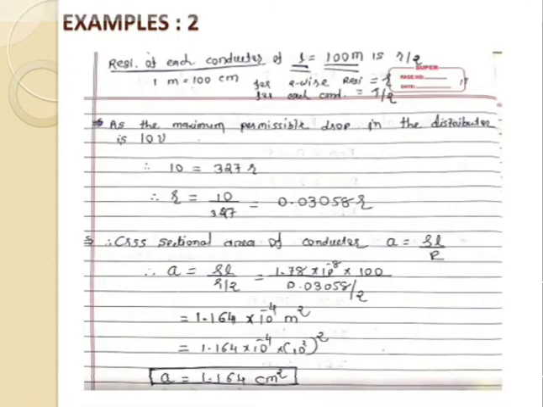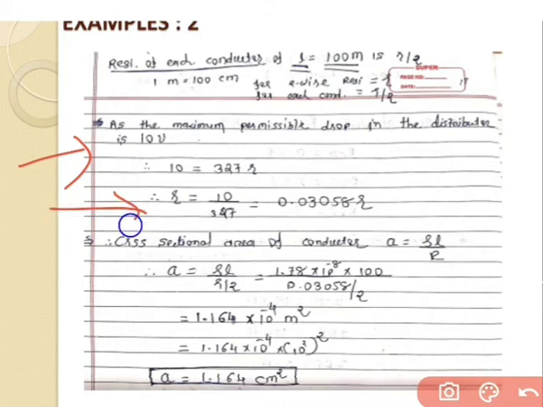Next, the maximum permissible drop in the DC distributor is 10 volt, which is given inside the problem. So 10 is equal to 327 R. If we calculate R, we get R equal to 10 by 327, that is equal to 0.03058 ohm.